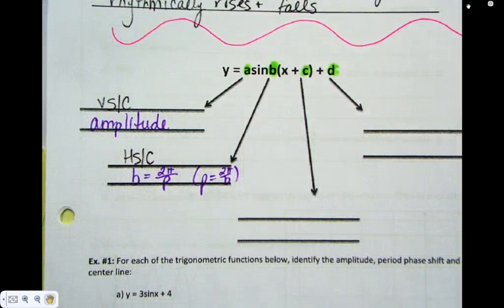Would it work if it was 360 divided by whatever? Yes, but our default is always radians unless the question says otherwise.